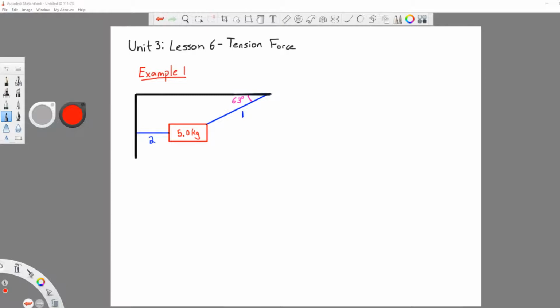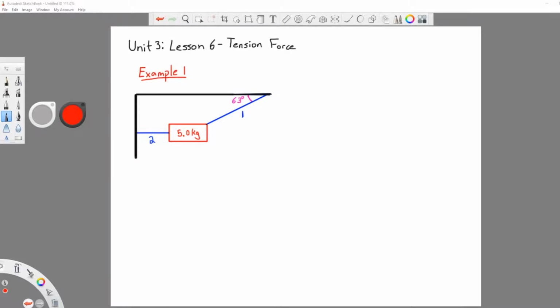Likewise, we're also going to say that the ropes or cables that we're dealing with don't have any mass. We're trying to keep things nice and clean while we learn, and then later on we can start adding in some more challenging scenarios with extra variables. Okay, let's jump into example number 1.